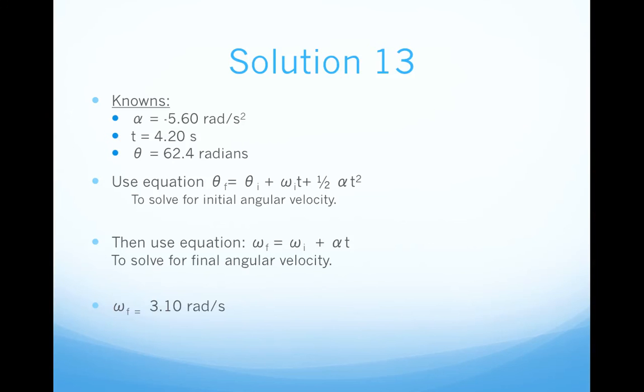And we look through our equations and we see that if we use the equation final position equals initial position plus velocity times time plus 1/2 at squared, we can solve for initial angular velocity and further plug this into the next equation. Angular velocity final equals initial angular velocity plus acceleration times time to solve for final angular velocity. And once we plug all these numbers in, we get a final angular velocity of 3.10 radians per second.